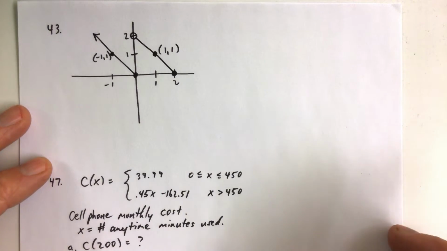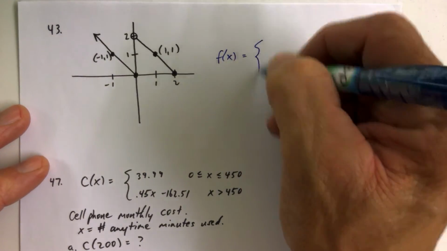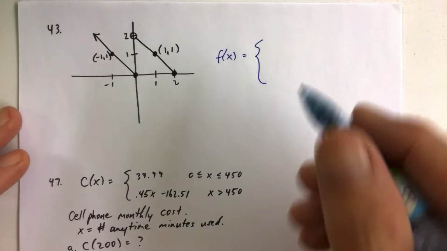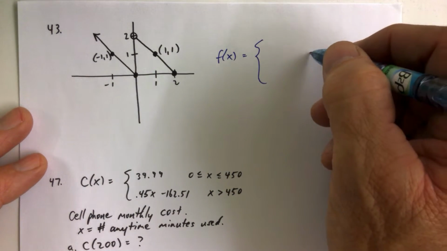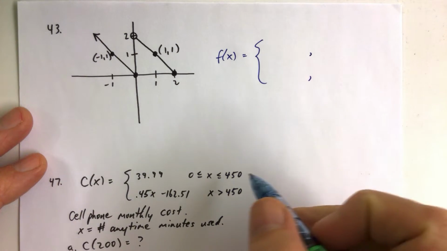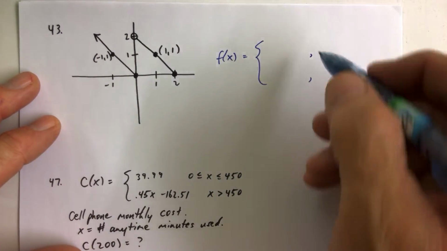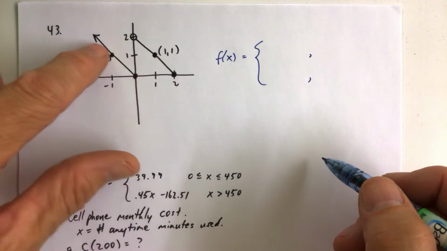So for problem 43, we're supposed to come up with a definition for this function. I don't remember how they word it. Write a definition for the function. So we've done this before. What we first want to identify is how many pieces there are. And so I put 1 comma for each piece, so we can see there's 2 pieces.